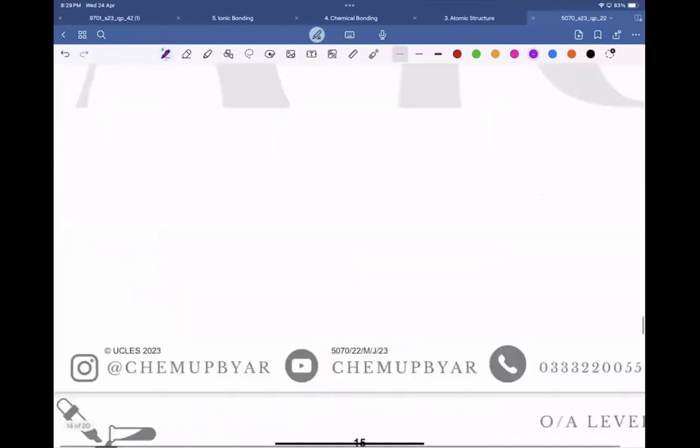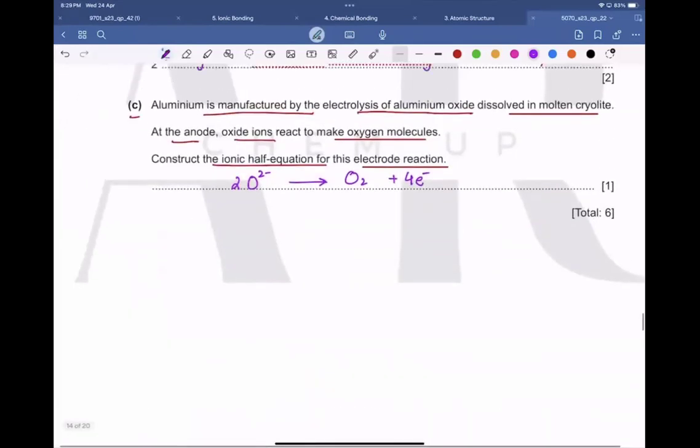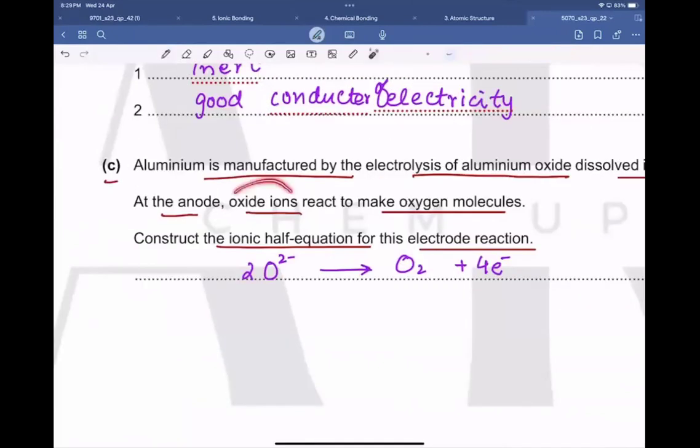Yes, what equation do you want explained? This one. See, they have mentioned that the oxide ion reacts to make an oxygen molecule. The oxide ion is O2 negative, and it will form O2. When O2 is formed, there are two atoms, so it must be two oxide ions, and each oxide ion has a 2 negative charge. So each oxide ion has 2 extra electrons. When it becomes O2, it will lose 2 electrons, but there are two oxide ions, so in total, 4 electrons are lost. Is this clear, Josefa?